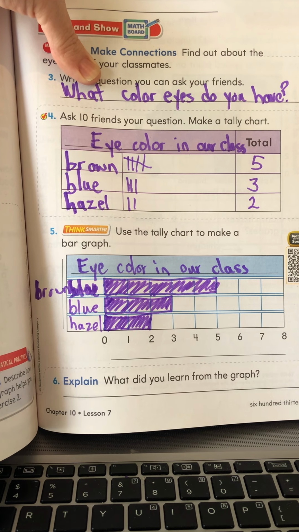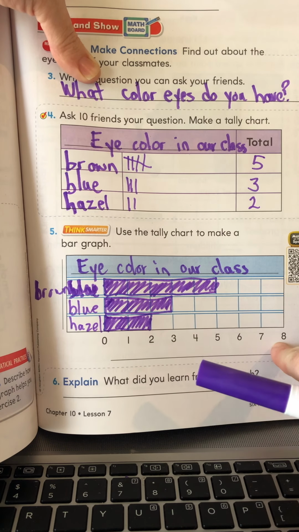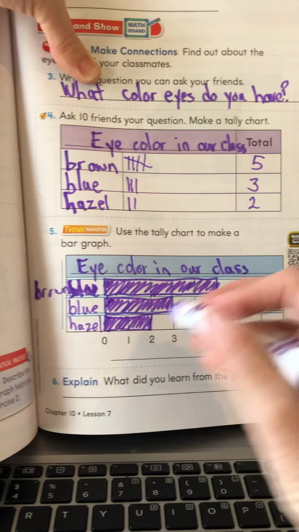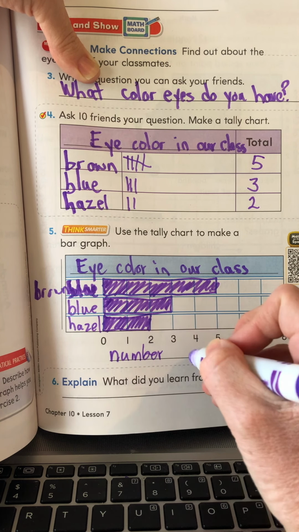Okay, and also they wanted us to label the bottom part. So this is going to say number of children because that's what those numbers mean.